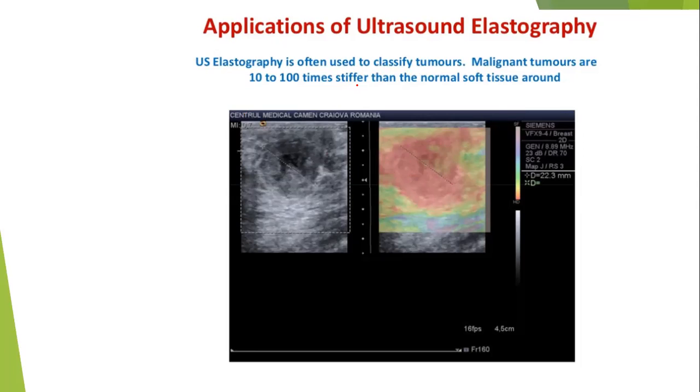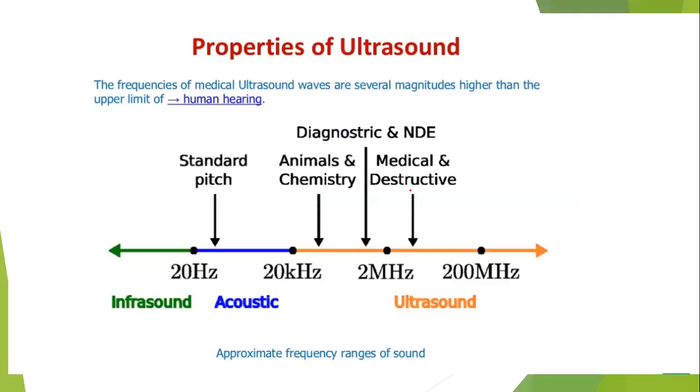S-T-I-F-F, rígido, right? In Spanish that would be the word. So tumors, especially malignant tumors, are stiffer than the normal tissue around them. So elastography can tell us how stiff a structure is. And since malignant structures or tumors are stiffer than the normal tissue around them, we can identify a malignant tumor, okay? Some properties of the ultrasound.